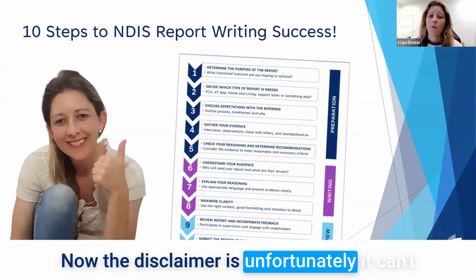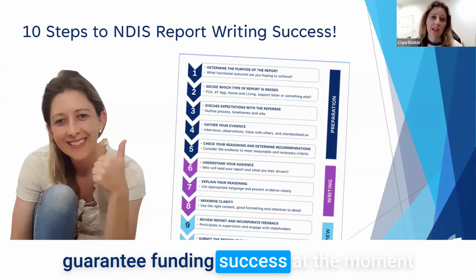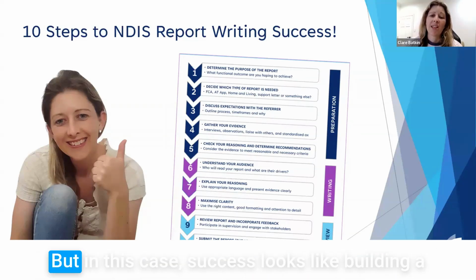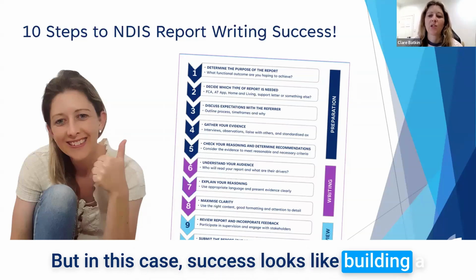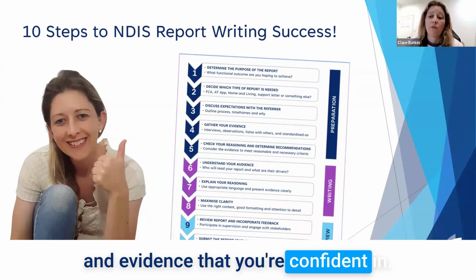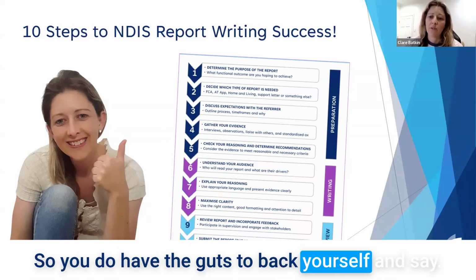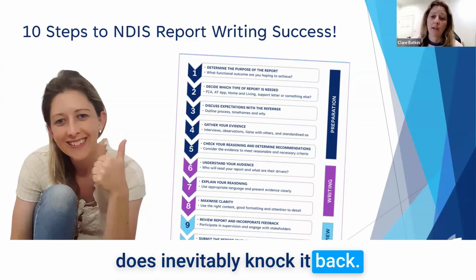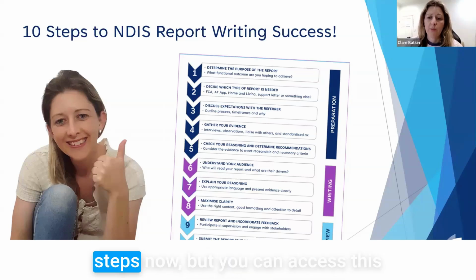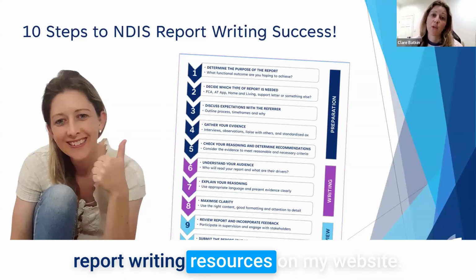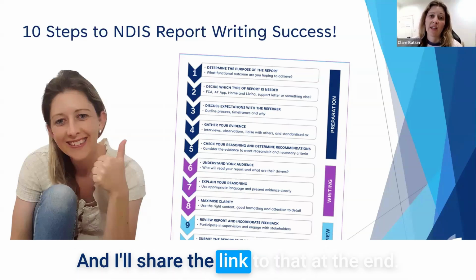Now, the disclaimer is that unfortunately it can't guarantee funding success at the moment because we know how inconsistent the NDIS is. But in this case, success looks like building a solid report based on strong clinical reasoning and evidence that you're confident in. So you do have the guts to back yourself and say, nope, the evidence is there. Let's go for that appeal the next time the NDIA does inevitably knock it back. I'm going to run you through these steps now, but you can access this framework as well as lots of other NDIS report writing resources on my website, and I'll share the link to that at the end.